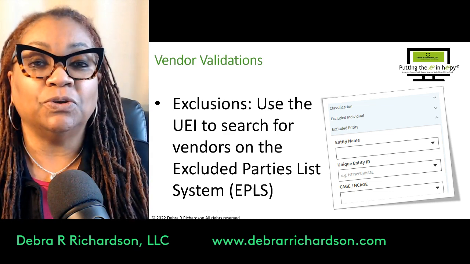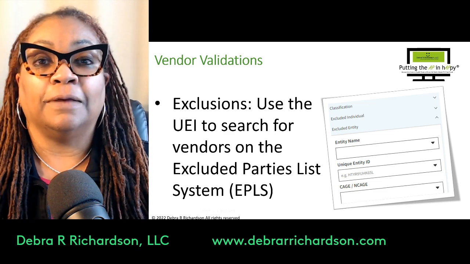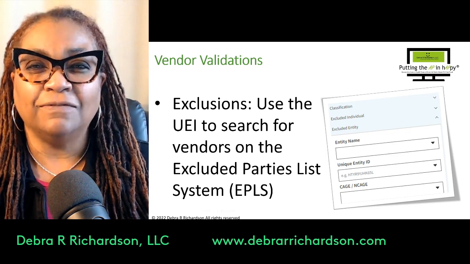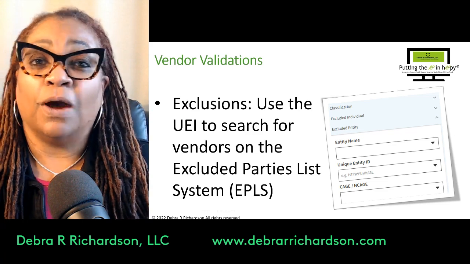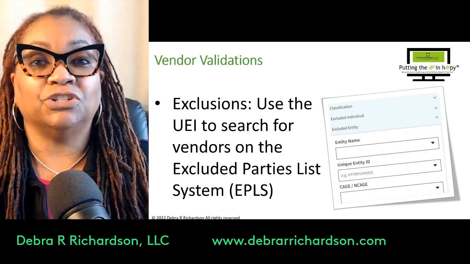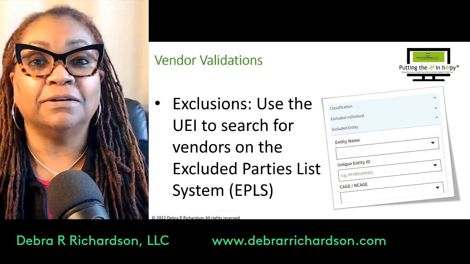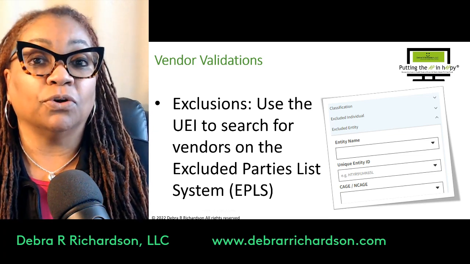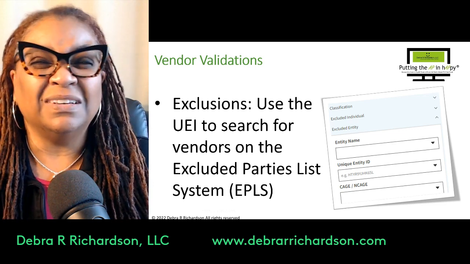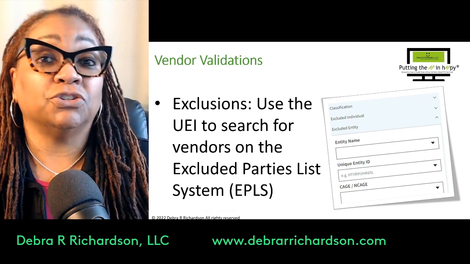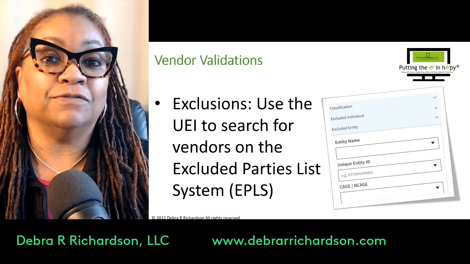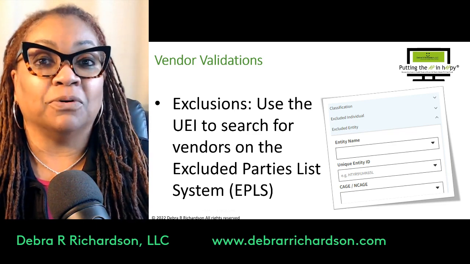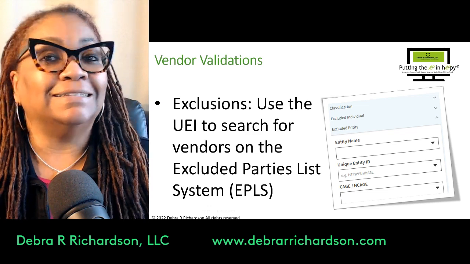If they give it to you, you can ask for it. Sometimes it comes on the information that they give you, and so you want to just check it. If you have it, go ahead and check it. And if you don't receive it and you know that this vendor does work for the government, you can still go on there and search for them by name, even if you don't have the UEI number.